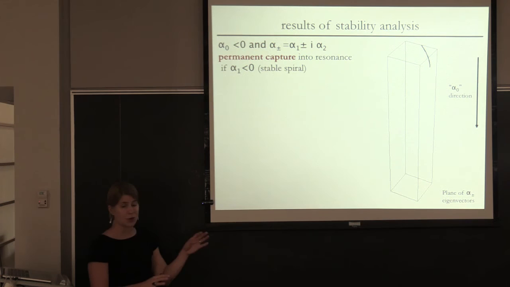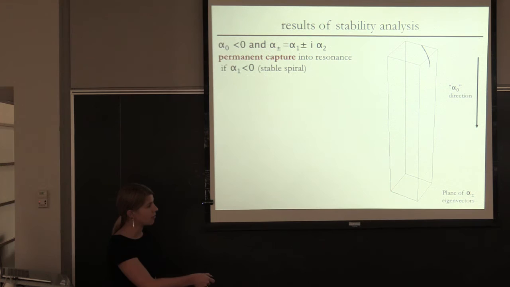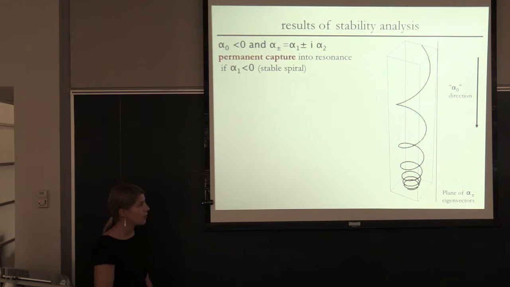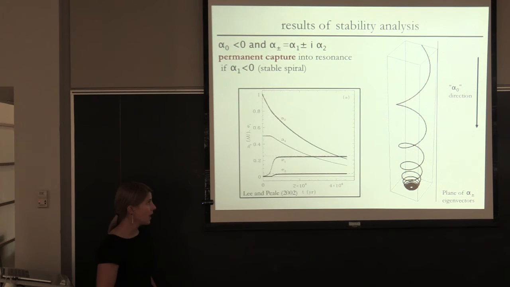So this is just the cartoon. If these are the different eigendirections, this is the plane of the complex conjugate pair, and then the alpha zero, you'd end up with something that looks like this, where you have a stable spiral in towards the fixed point. And that, in some sense, is what was seen before by Lee and Peale, where you captured to the fixed point and you just stay there.